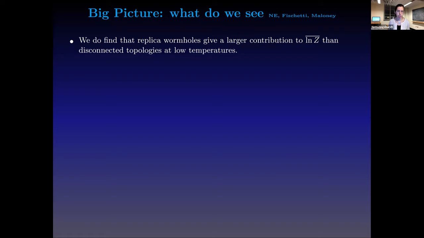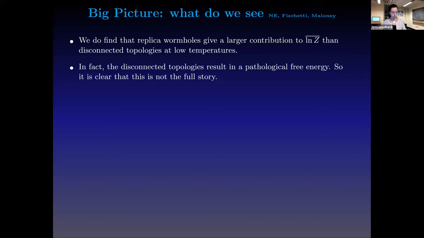What do we see? So we actually do find that replica wormholes give a larger contribution to log Z than disconnected topologies at low temperatures. And in fact, if you didn't know about any of this and you just calculated the free energy using just the disconnected topologies, in other words, you calculated the annealed free energy, then you would find a pathological answer. You would find something that is non-monotonic with temperature, and so it gives you a negative entropy somewhere. So even if we didn't have the context of replica wormholes in the von Neumann entropy, we would already know that this is not the full story.